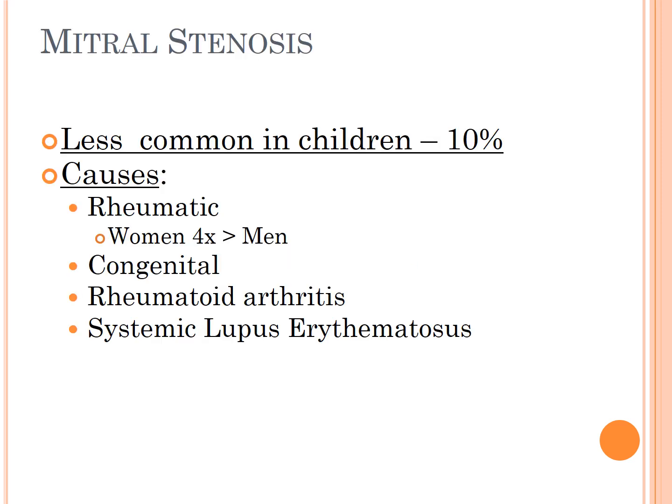In mitral stenosis, it is less common in case of children. Only 10% cases of mitral stenosis are seen in children, the cause being rheumatic fever, whereas in women it is 4 times more common than men. Other causes are congenital, and it may be associated with rheumatoid arthritis or systemic lupus erythematosus.